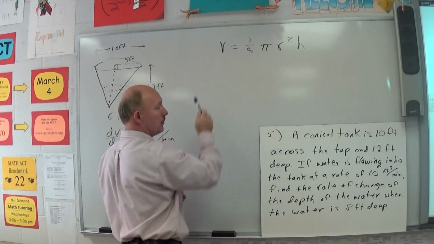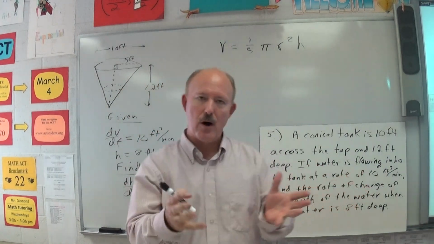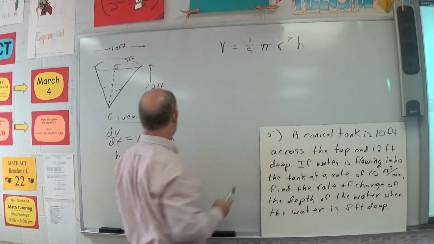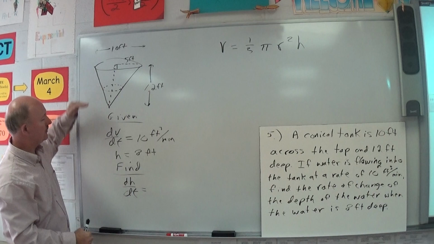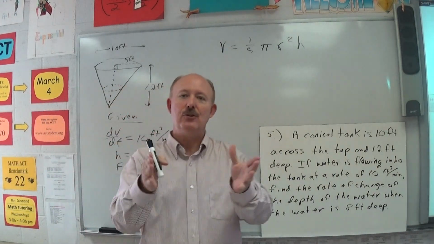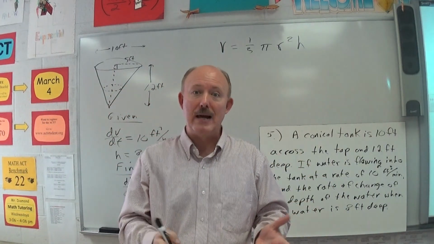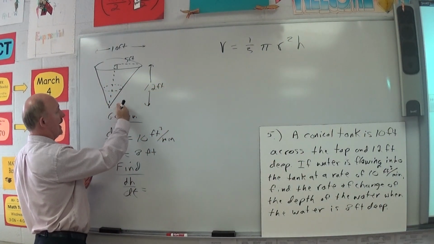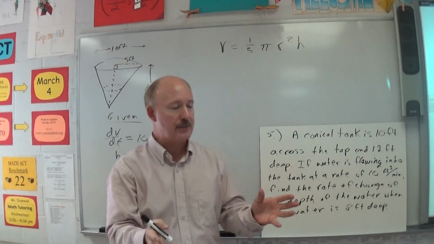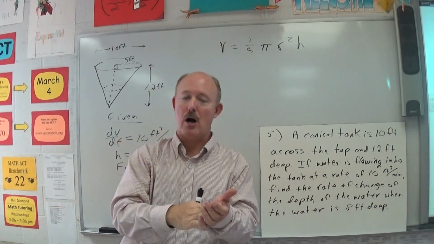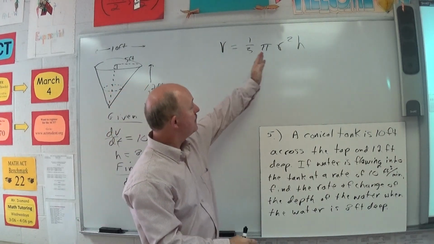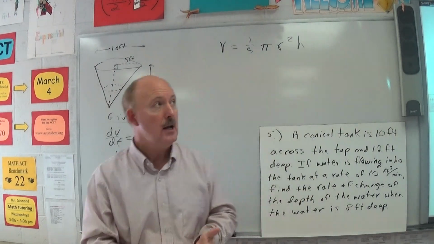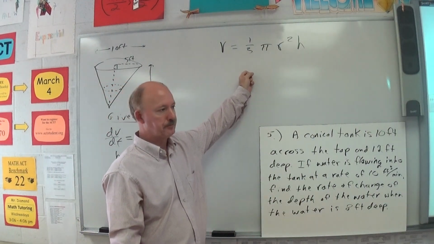First of all, water's flowing into the tank, so the volume is changing. Of course, we have to keep the volume. What about the radius? As the water level increases inside the tank, the radius is changing also, so we have to keep R. What about the height? Surely, as the water level increases inside the conical tank, the height is changing also. So all 3 variables here are changing. The radius is changing, the height is changing, and of course the volume is changing. So we need to keep all 3 of these.